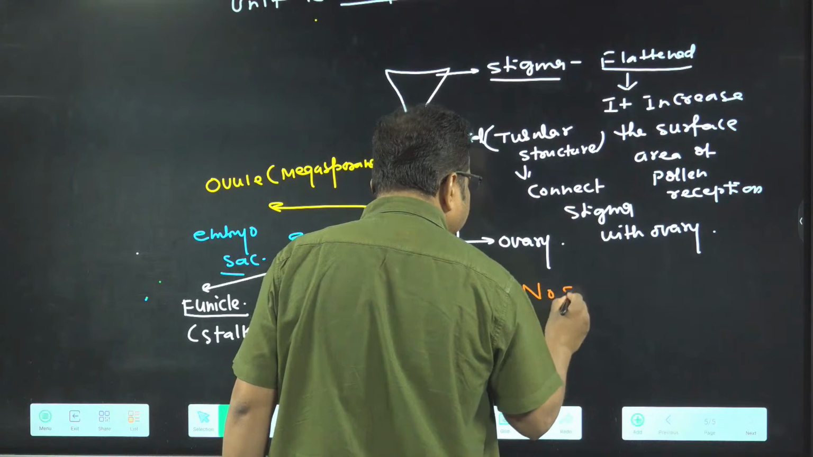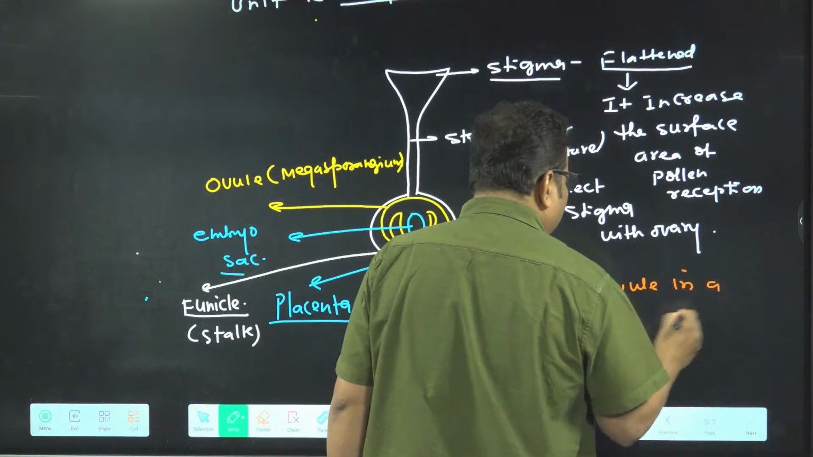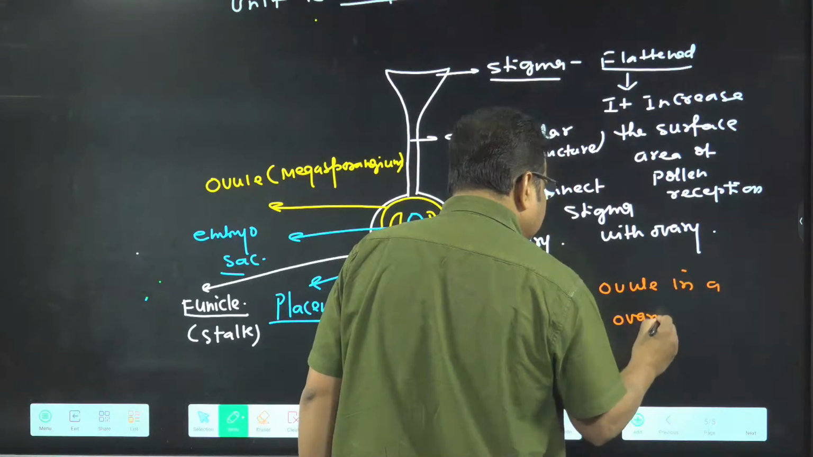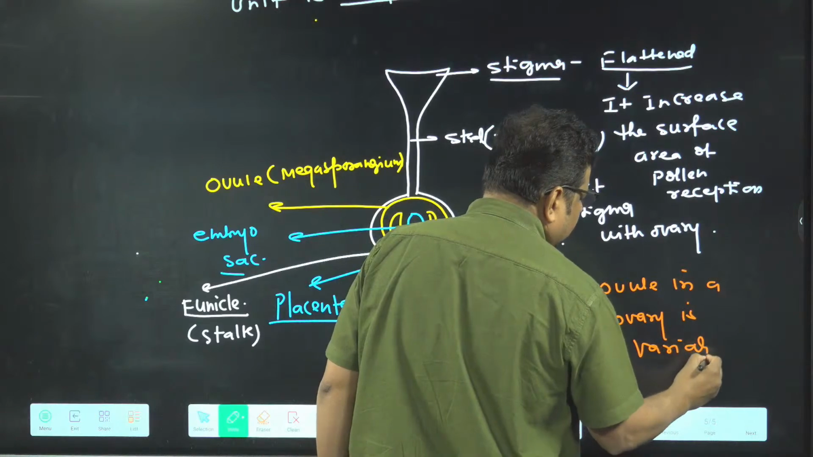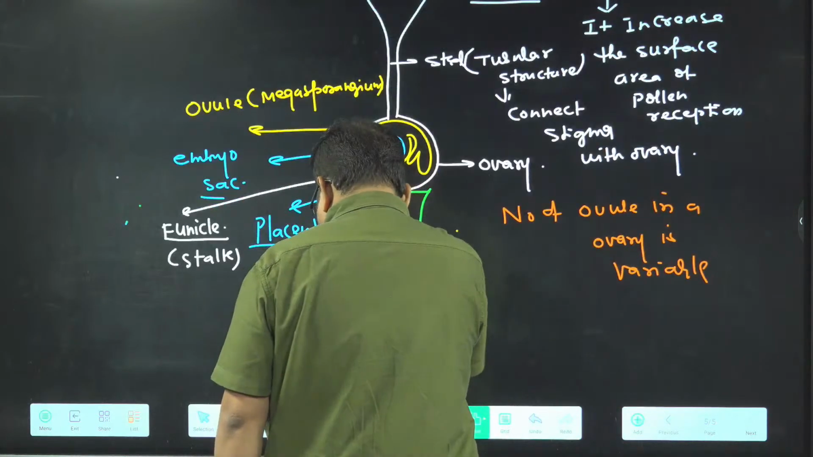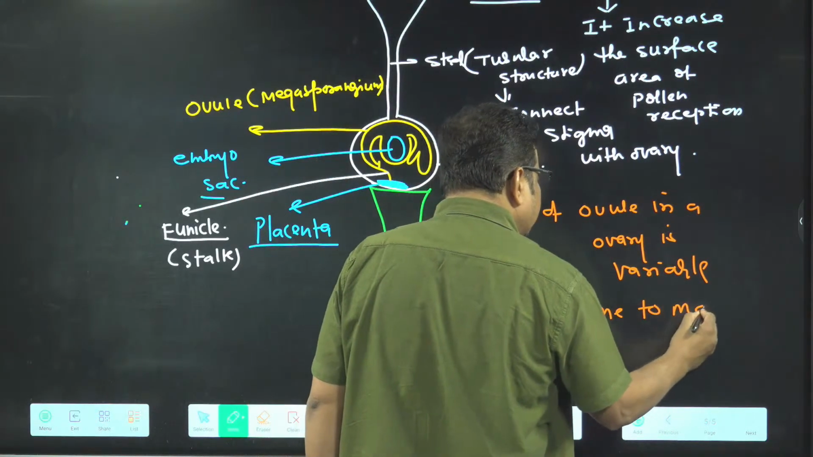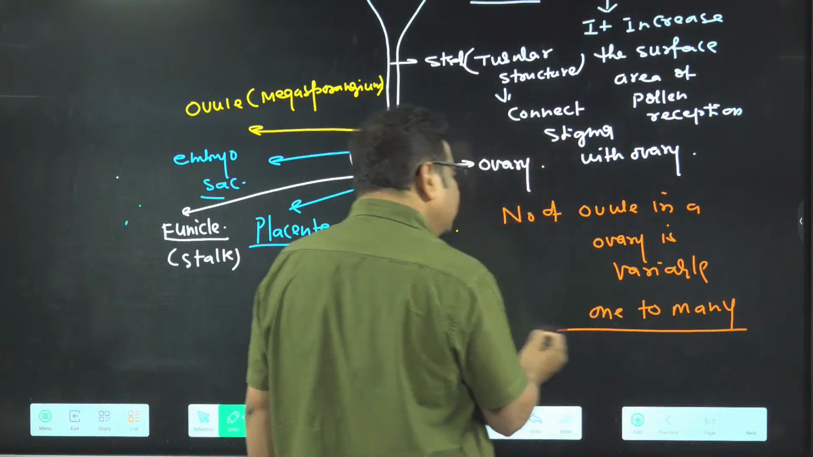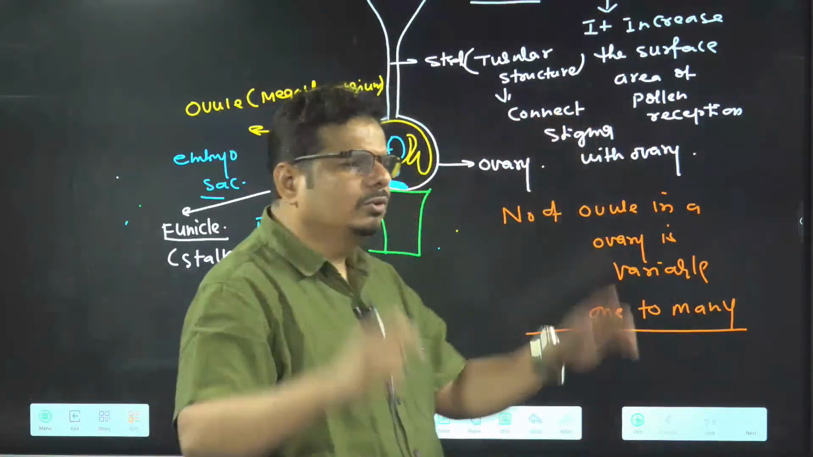Now, the number of ovules in an ovary is how many? The number of ovules in an ovary is variable. It depends upon the genus, or you can say family. It may be one to many. In some ovaries, only one ovule is there. In some ovaries, many ovules are there.